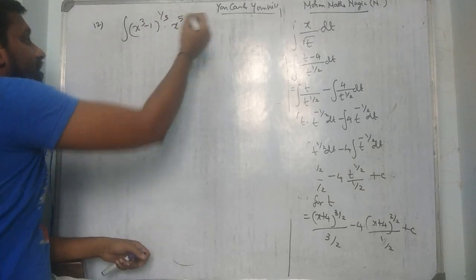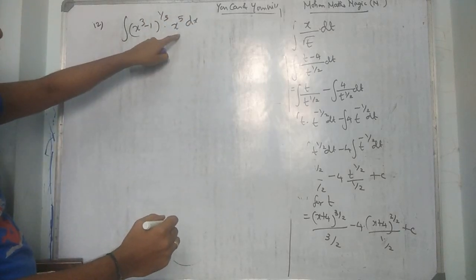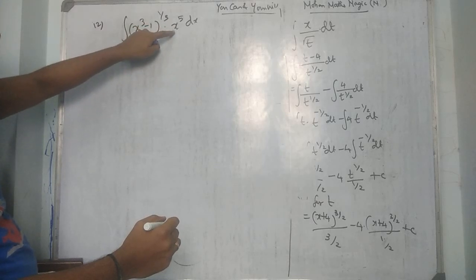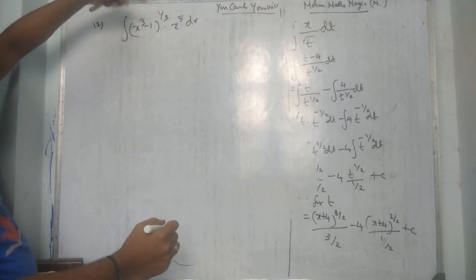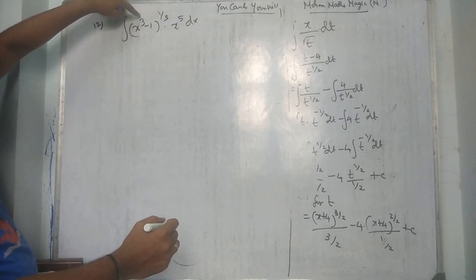Now what will you take as t? If I take x power 5 as t and differentiate, dt by dx is 5x to the power 4. Nothing will cancel. So I need something in terms of x cube. So then we have to go about it patiently.